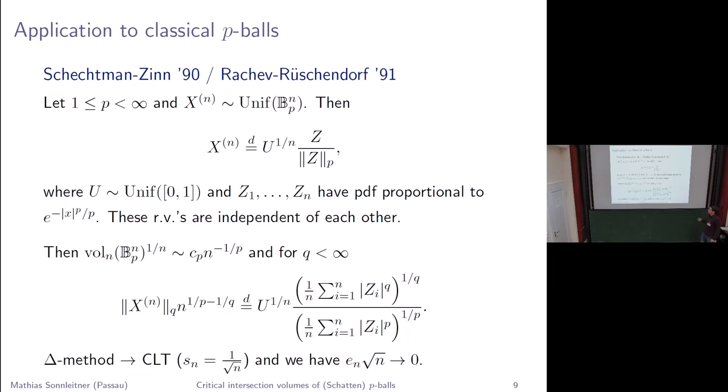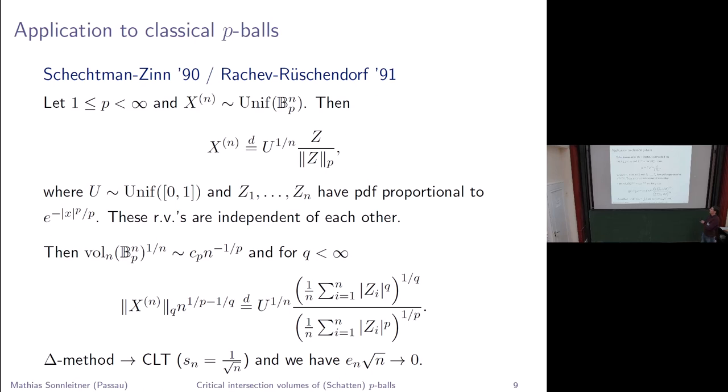Using this representation, we can now study the q-norm, for example, of this vector. I wrote it here, scaled appropriately: it's the q-norm of these p-Gaussians divided by the p-norm of these p-Gaussians, and the rescaling in front is the rescaling you get from the volume radii. We know how the volume radii behave, and we know them well enough to know that the error tends to zero fast enough. Here we have a sum of independent random variables and some vector which will tend to a constant by the law of large numbers. If we subtract the limiting value, then via the delta method we get a central limit theorem. We have Sn, this rescaling, which tends to zero, and this will give us 1/2 as the critical intersection volume.